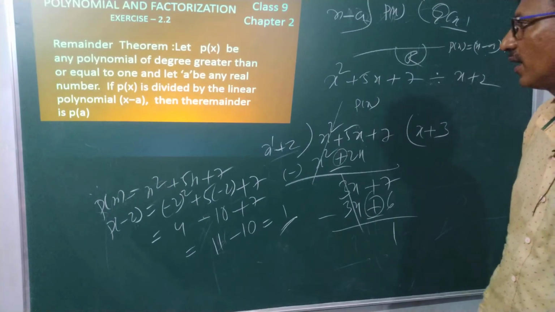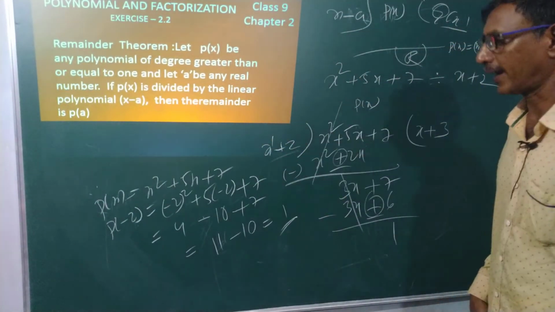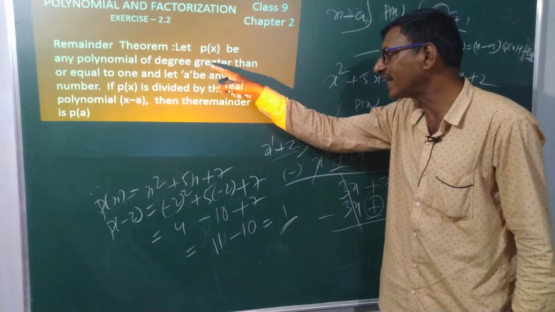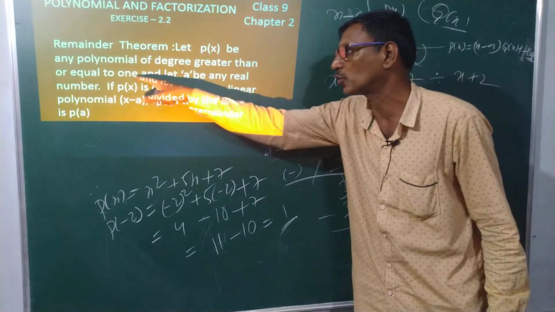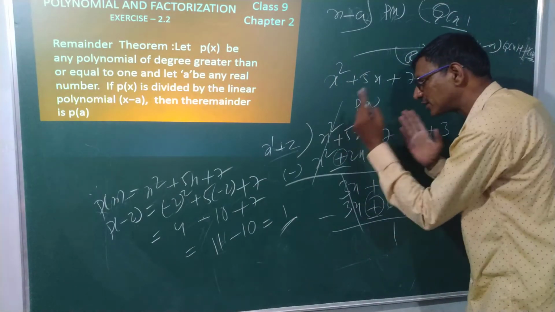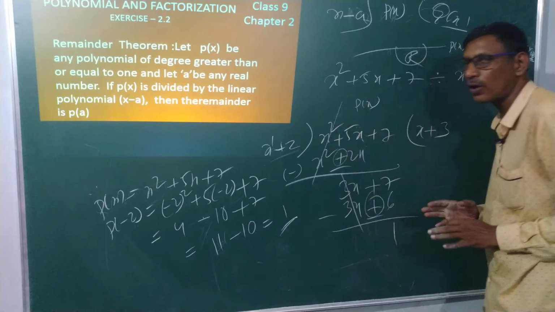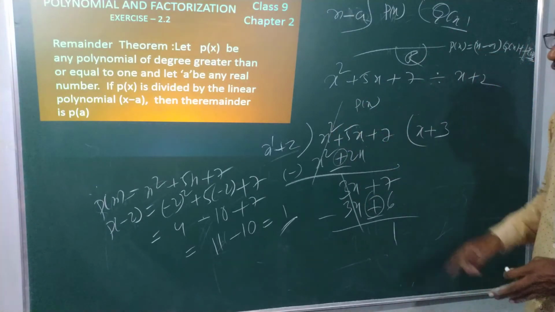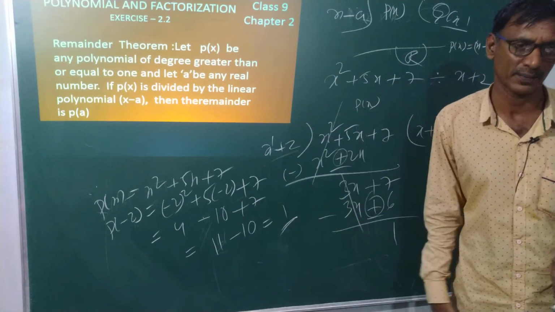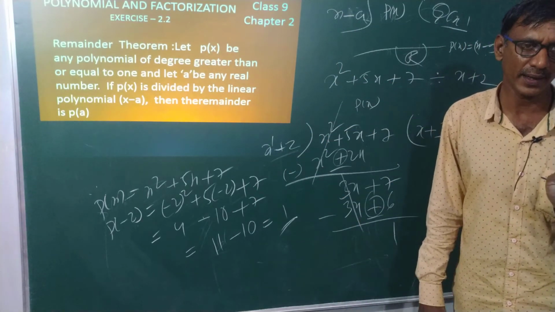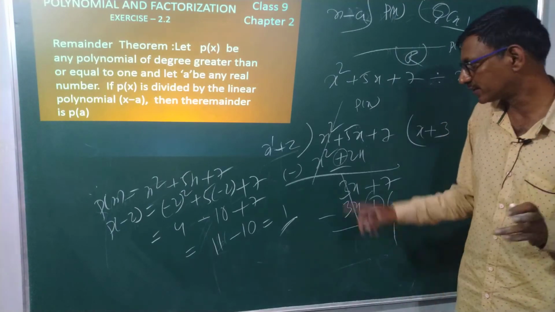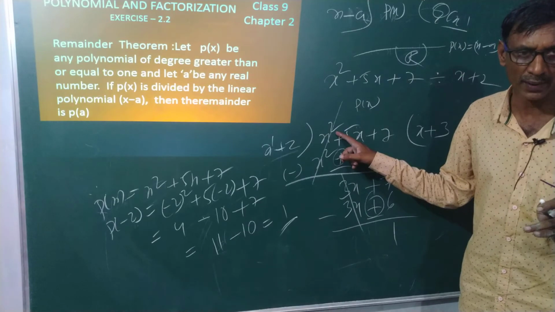Yes, this is my remainder. Let p of x be a polynomial of degree greater than or equal to 1. Its degree is 2. Sometimes it may be 3, sometimes 4, sometimes 5. But it should be 1 or more than 1. Am I clear or not? Its degree is greater than or equal to 1.